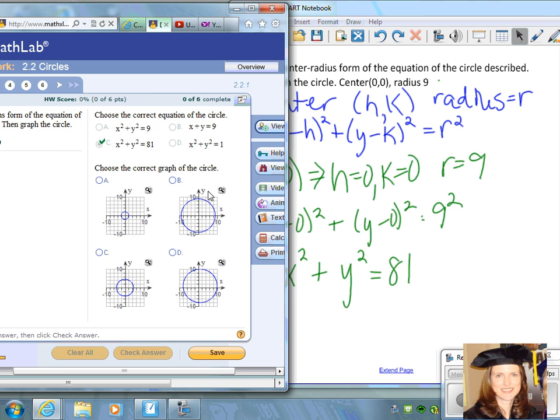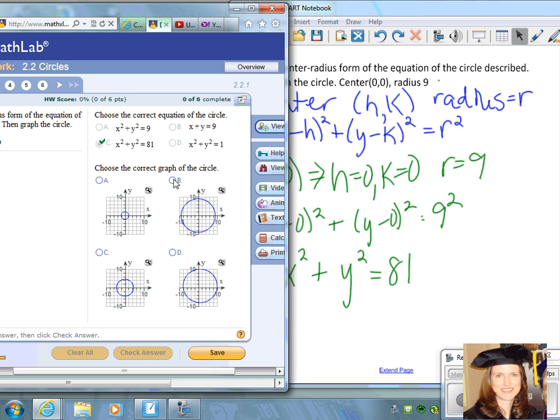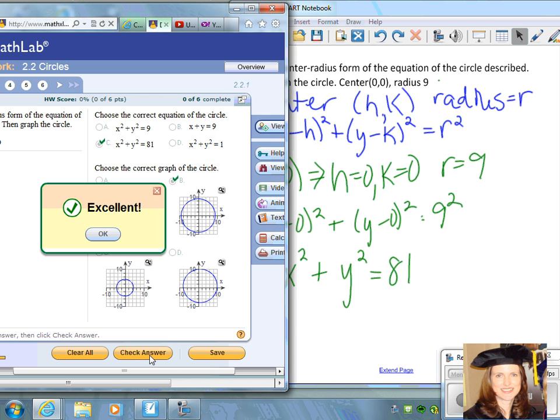The second choice here, if we zoom in, the center of the circle is 0, 0, and this does have a radius of 9. So notice that from the center you go to the right 9, you go to the left 9, you go up 9 and down 9, and you get points that are on the circle. So this looks like the correct one. Let's choose B and check our answer. Excellent.